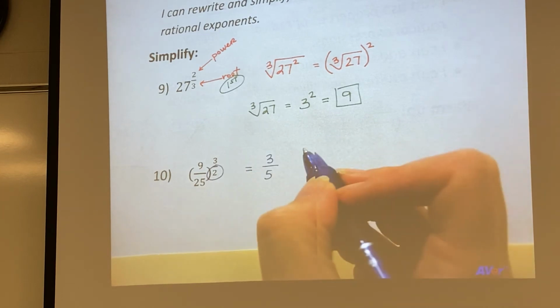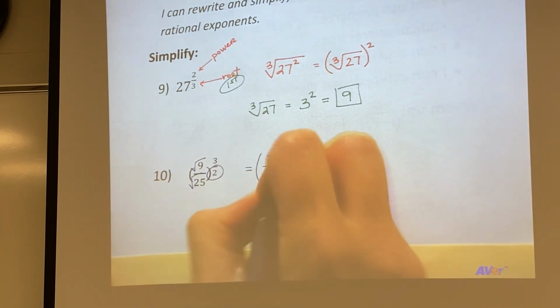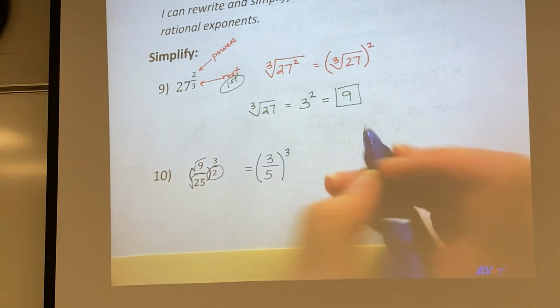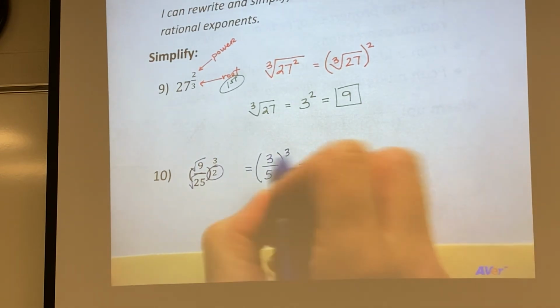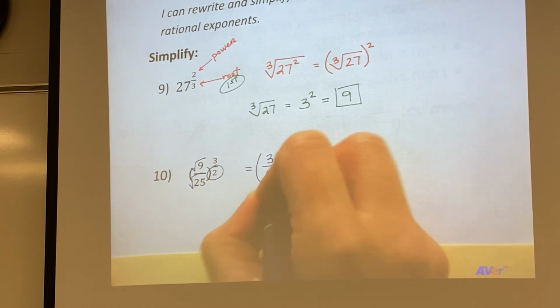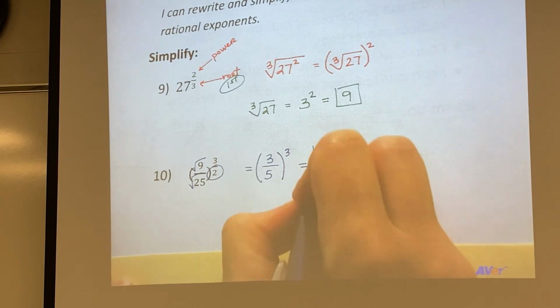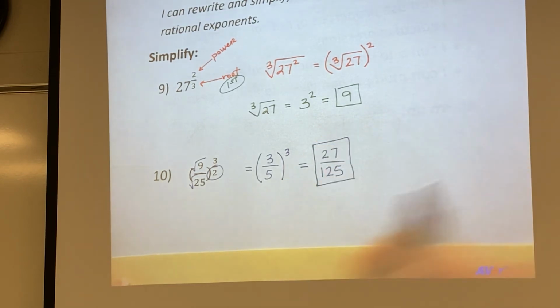Taking the square root first, I just took the square root of each one. And now I'm going to cube it. And I have to cube both of them. So 3 cubed is 27, and then 5 cubed is 125. So I did the root first to make it smaller, and then I cubed each one.